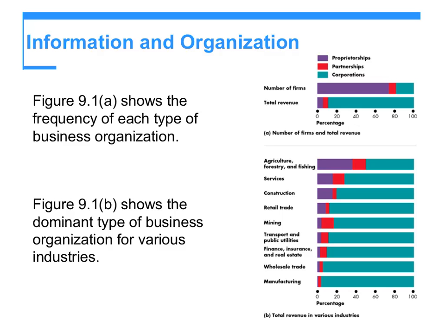Retail trade goes higher. When it comes to mining, partners go higher, but proprietorship is still lower, and corporations are also high. Then transport and public utilities; finance, insurance, and real estate; wholesale trade; and at the end, manufacturing. As you can see, in manufacturing, proprietorship is almost the least possible. Corporations are the maximum possible, and partners are also less than usual.